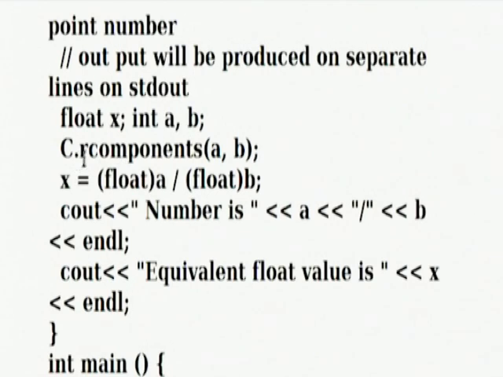Now I say C dot R components A comma B. What does it mean? C dot R components means components of the rational. When I say C dot R components, it must be a member function of the C. And when I say A comma B, I expect the A comma B components of this to become available to me. Now I can say x is equal to float A by float B, and I can print the number as A and B and the equivalent floating number as this.